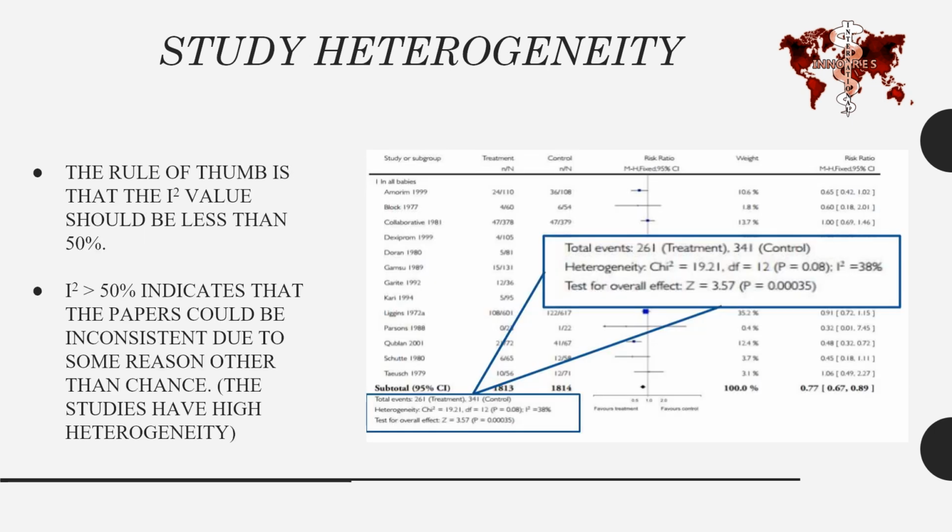The rule of thumb is that the I-square value should be less than 50%. If it is more than 50%, it indicates that the papers could be inconsistent due to some reason other than chance. That is, the studies have high heterogeneity.